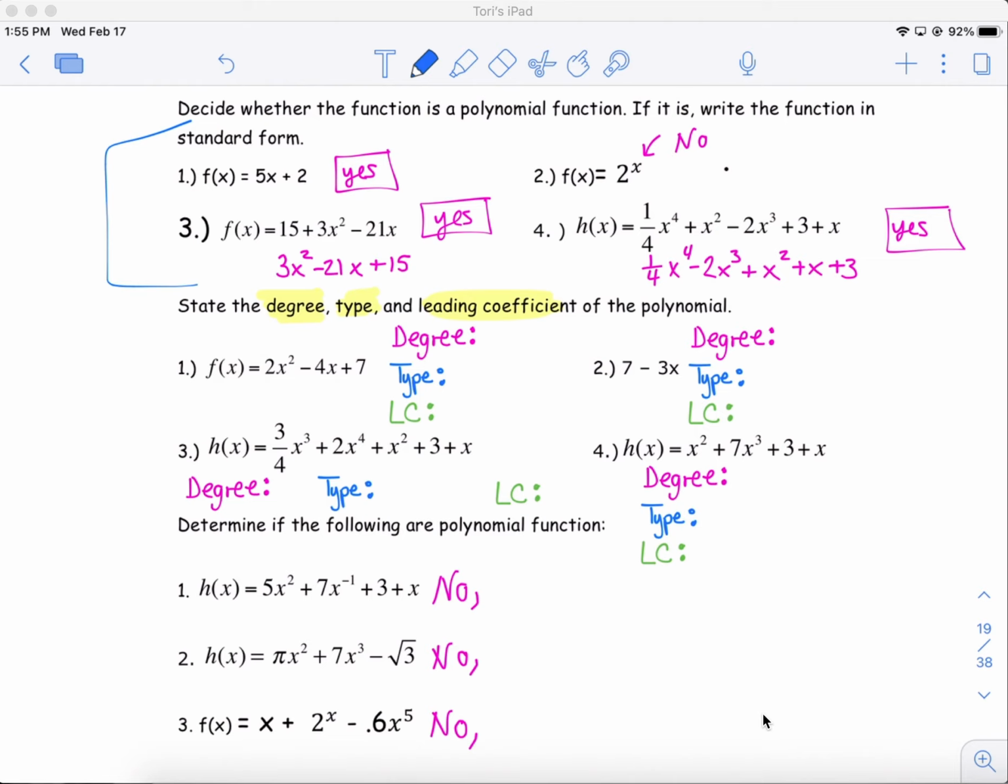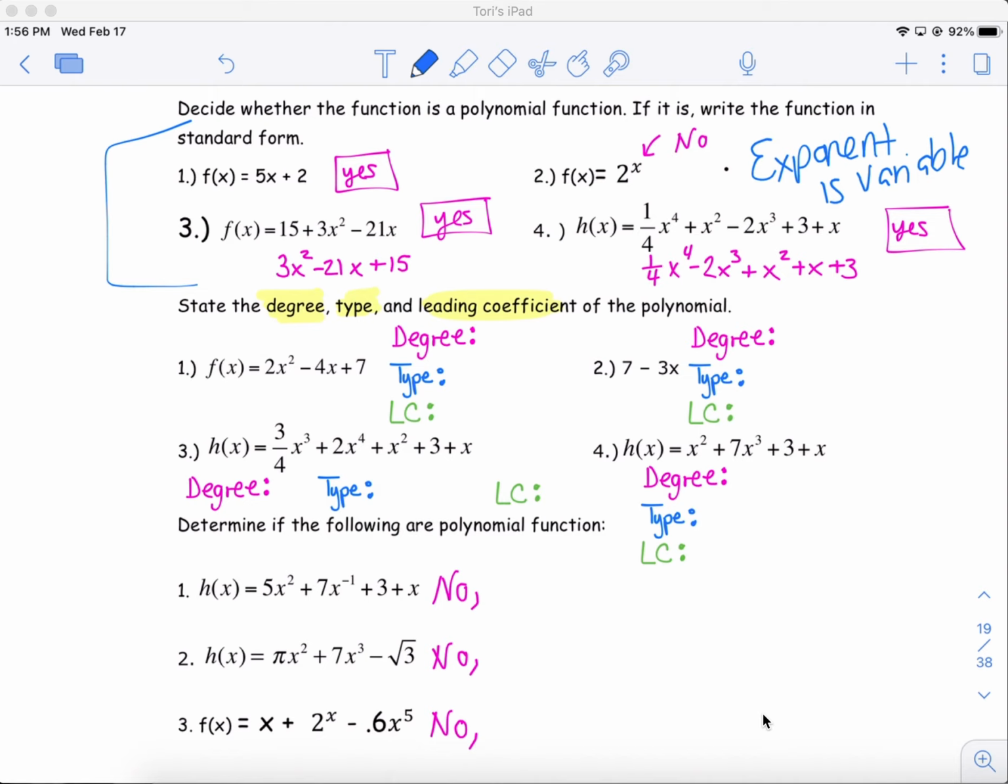The only issue is some of them aren't in the right order. So like on number 3, I had to put my x squared before my x, before my constant. On number 4, I had to put my 1/4 x to the 4th at the beginning. It has the highest degree, but then it has to be a countdown. So then I need to the 3rd power, to the 2nd power, to the 1st power, and then my constant. Okay, so I just reordered those. The reason number 2 is not a polynomial is because the exponent is a variable. So we absolutely know this function. It's an exponential function. It's just not a polynomial, okay?